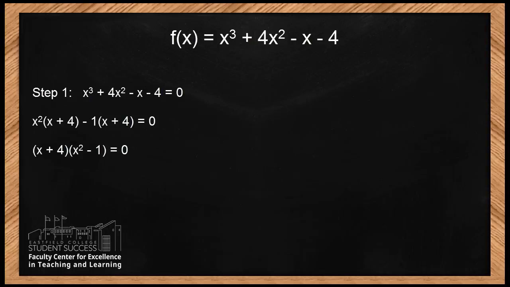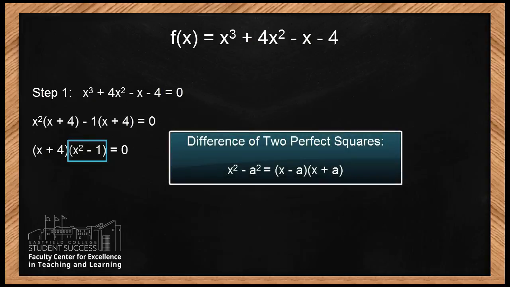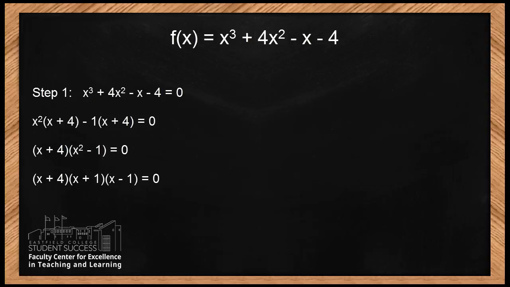So guess what? Now we factored our cubic, but we didn't finish factoring. We still have a quadratic factor. Look at the quadratic factor, x squared minus 1. Isn't that a difference of two perfect squares? And that factors into x plus 1, x minus 1. Don't forget, we have a factor of x plus 4, and all of that equals 0. Now we finally completed factoring of this particular polynomial.